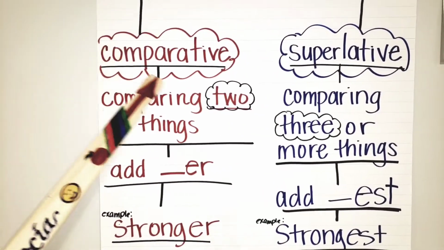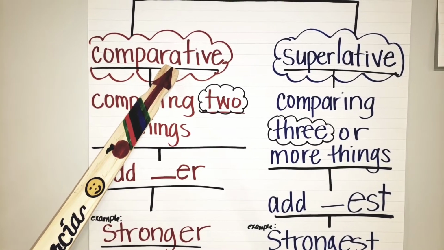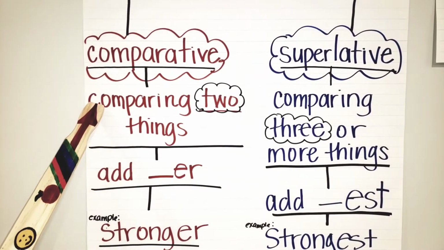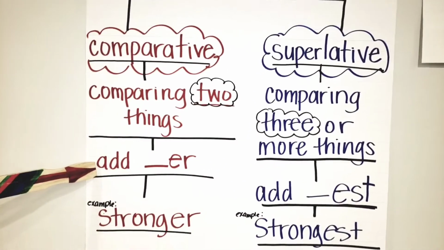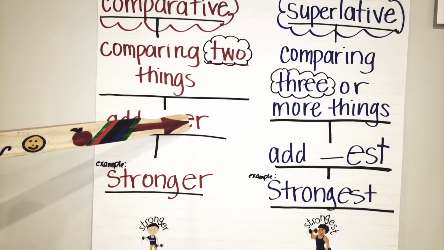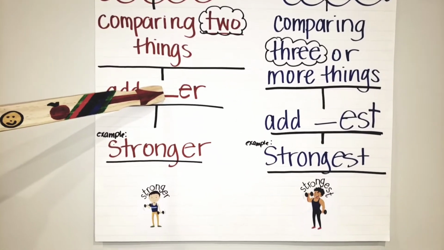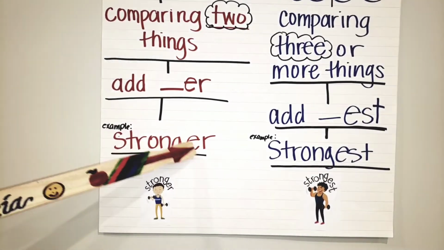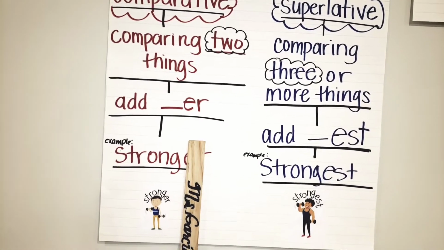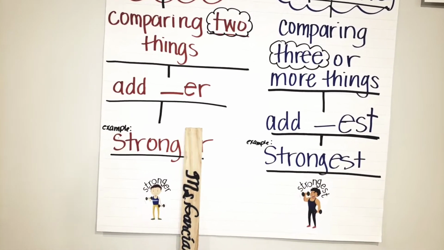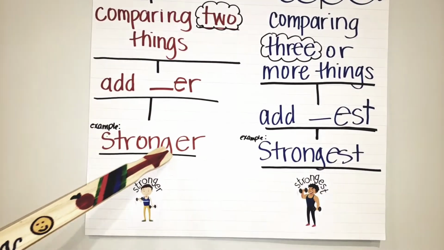The word comparative, if you look, the root word is the word compare. So it means that you're comparing two things. And usually that word ends in ER. You add the ER to the end. For example, the word stronger. The word is strong, but when you're comparing two things, you add ER to the end and it becomes stronger.